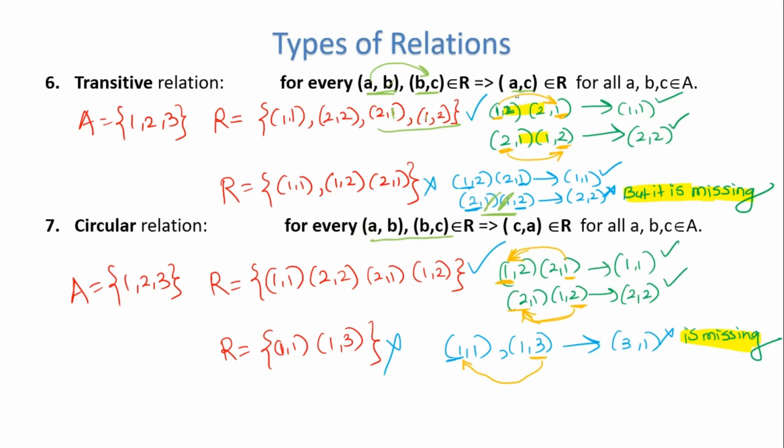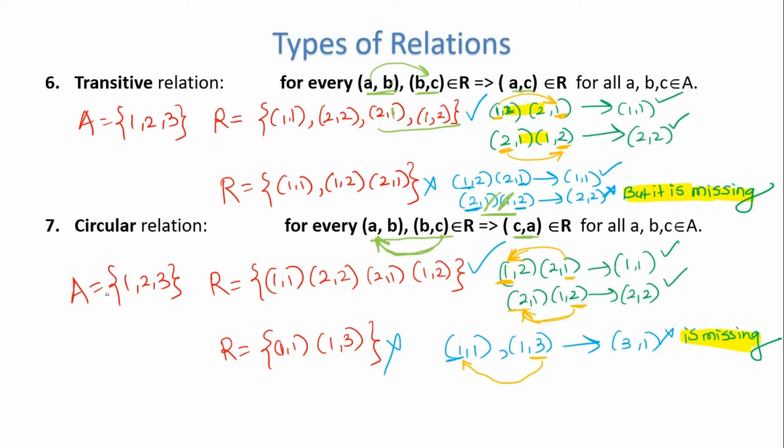If you try to check its mirror image, then that will become C comma A. Means for each and every pair of A comma B and B comma C in your relation, you should have the transitive element C comma A in your relation itself, then that relation will become a circular relation.